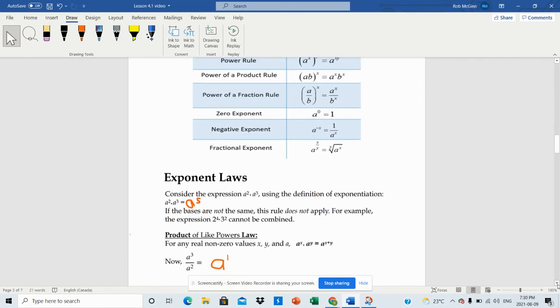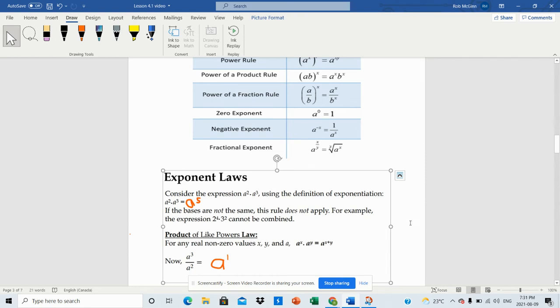So, consider the expression a squared times a cubed using the definition of exponentiation. A squared times a cubed is actually just a product law. It states when we have two exponents that we're multiplying that have the same base, so we see a, that's the same base, we're just going to add the two exponents together. And so a squared times a cubed, we can simplify to a to the fifth power.